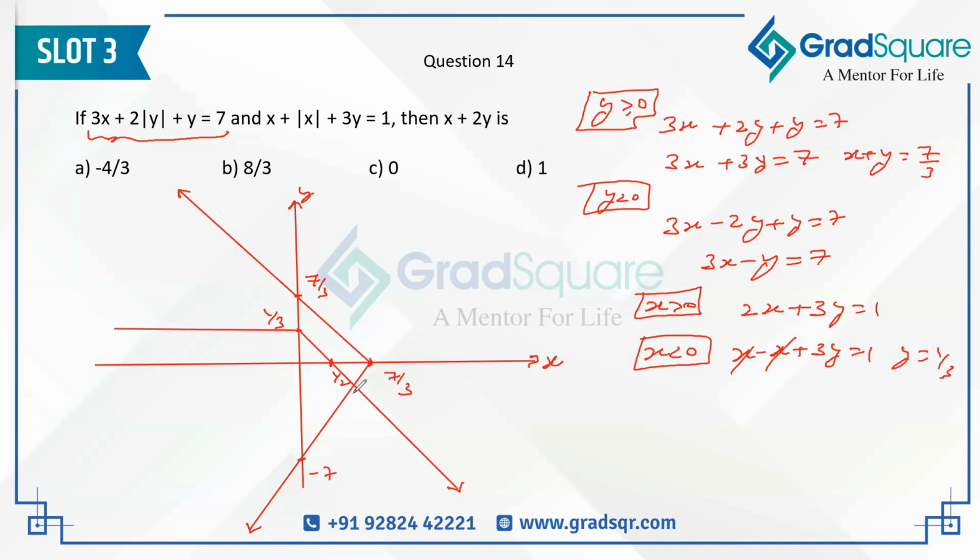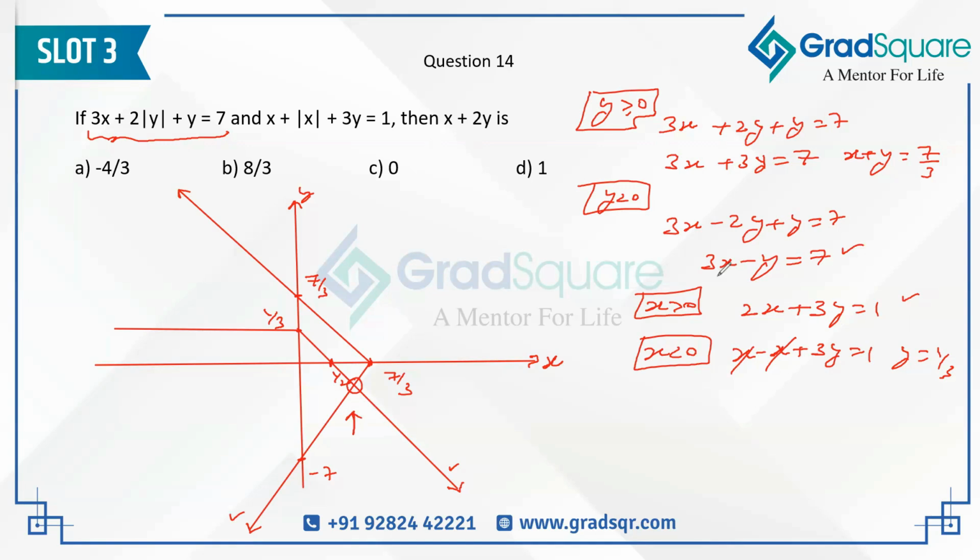If you look at this particular point, this is the only point which satisfies both the equations, right? And you need the value of x + 2y. You need the x and y coordinates over here. The moment you get that, you will be able to find the value of x + 2y at that value of x and y. Clear? Now, this line that you are looking at over here is 2x + 3y = 1. And this particular line is for y less than 0, so 3x - y = 7. Solving these two equations, you are going to get the values of x and y.